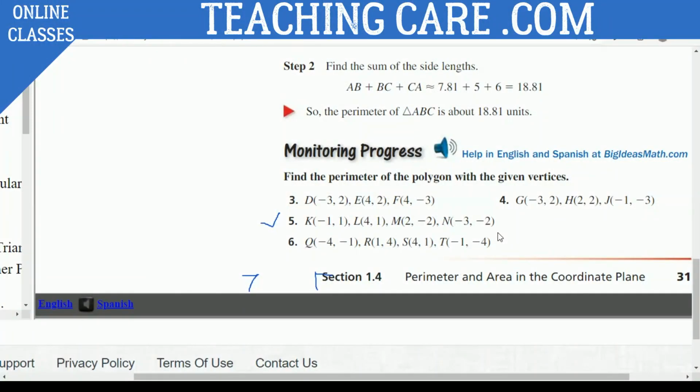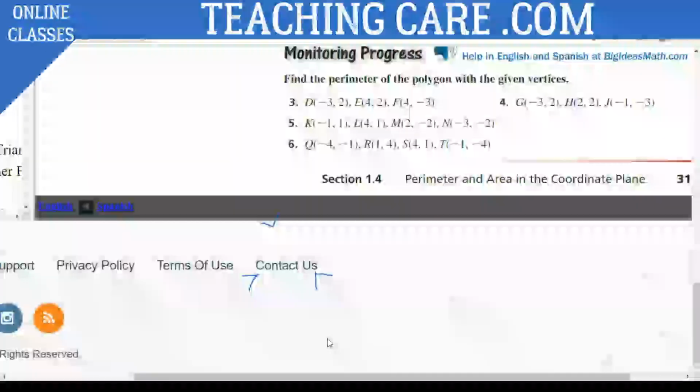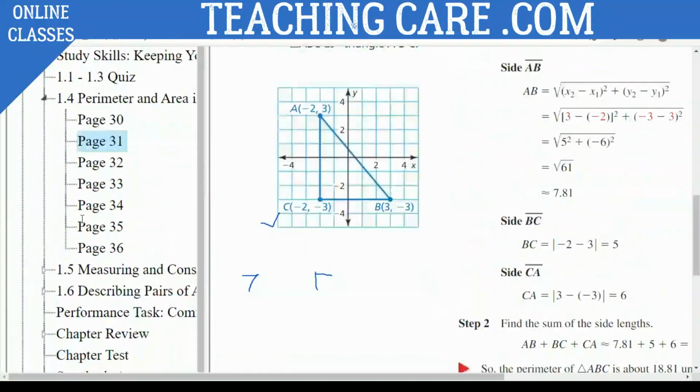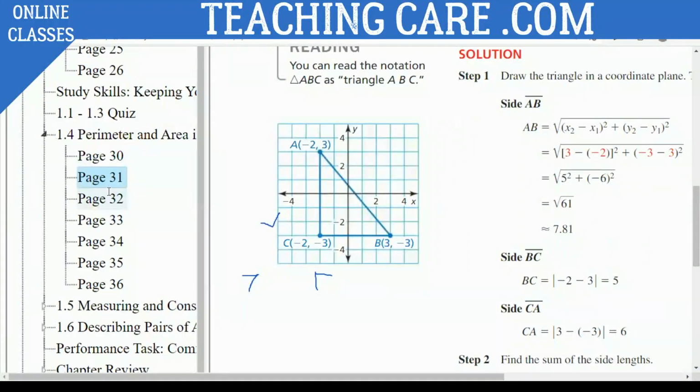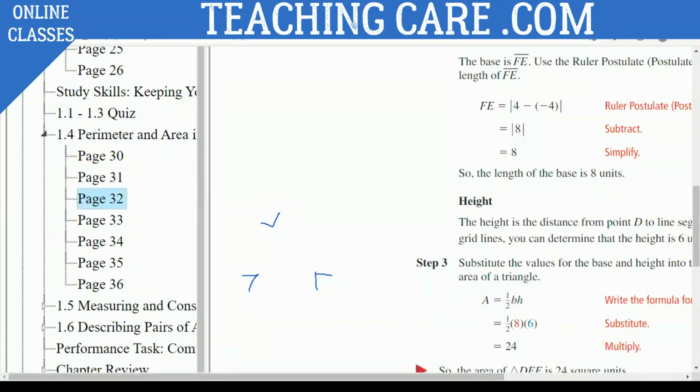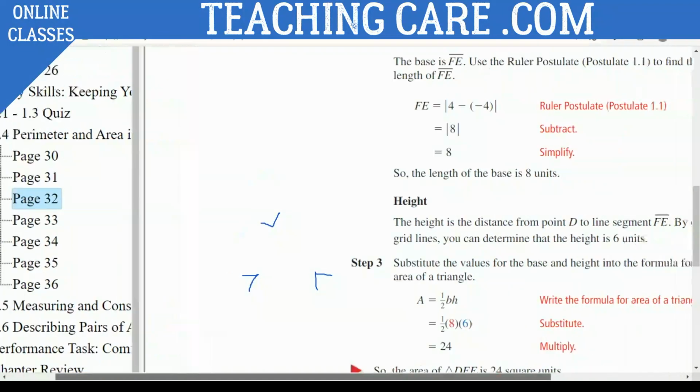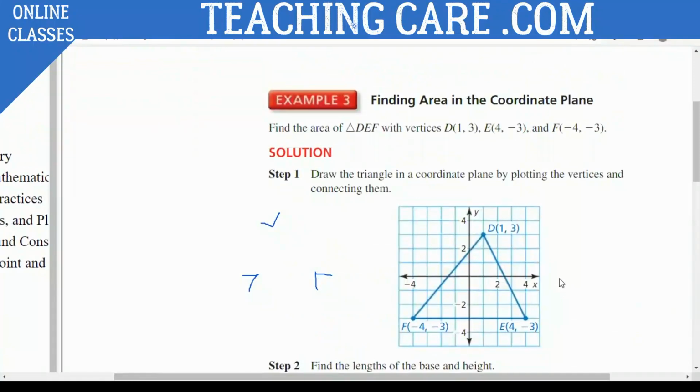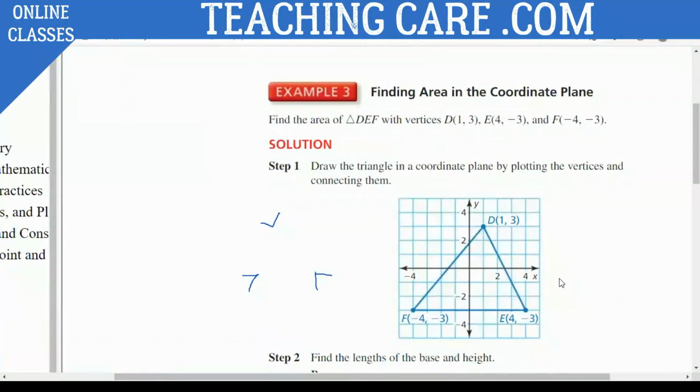Is it 17.2? Yes, right. Good. Okay, so it depends upon the figure they are giving you. Coming to your area, the formula actually differs. The area of a triangle is different, a rectangle is different, all those things, okay?